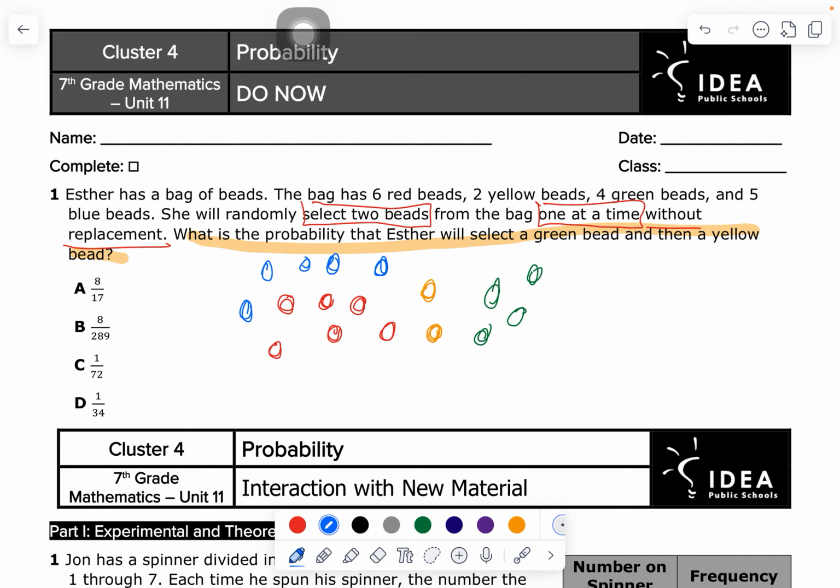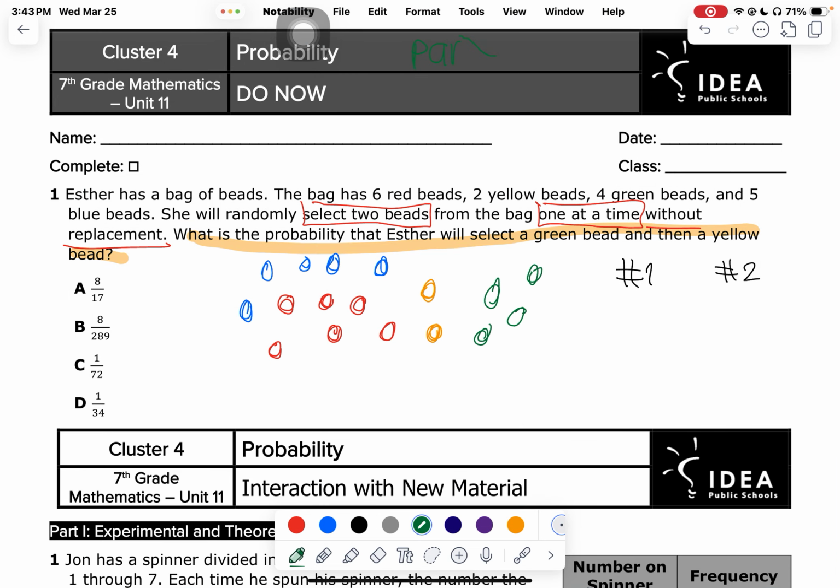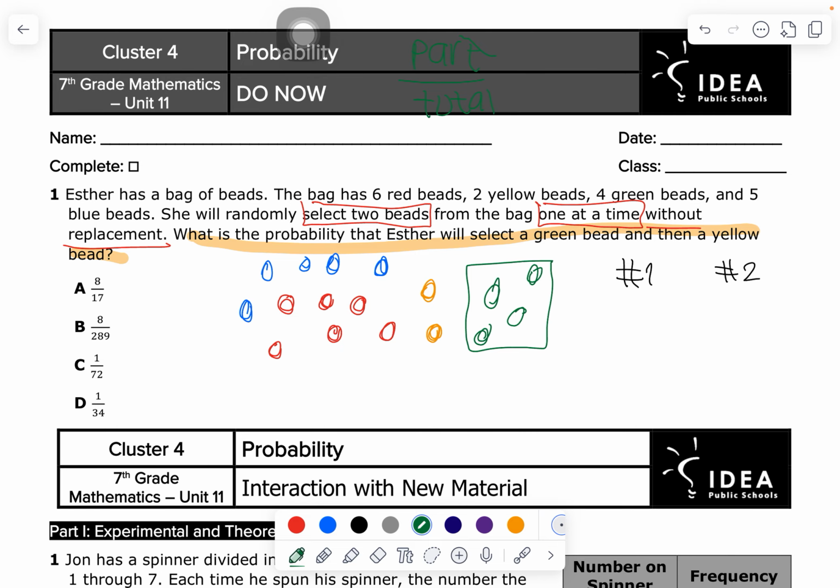Okay. So in this scenario, we have 2 events happening because we're going to be selecting 2 beads. The first event is going to be selecting a green bead. So remember, probability is all about the part over the total. Part over total. So how many green beads do you have in the bag? They're right here, 4.